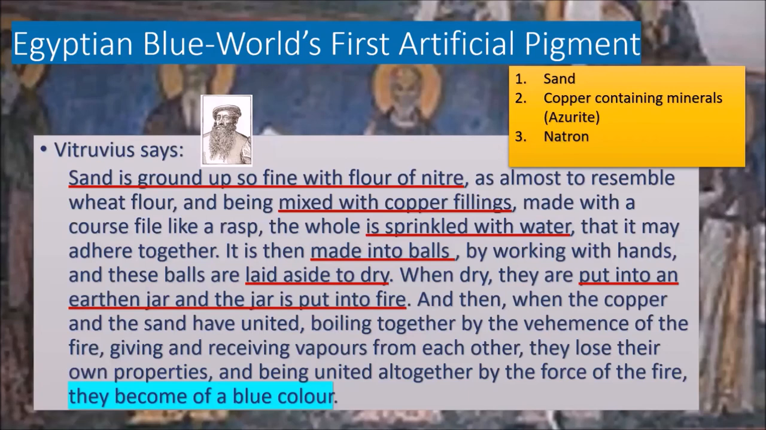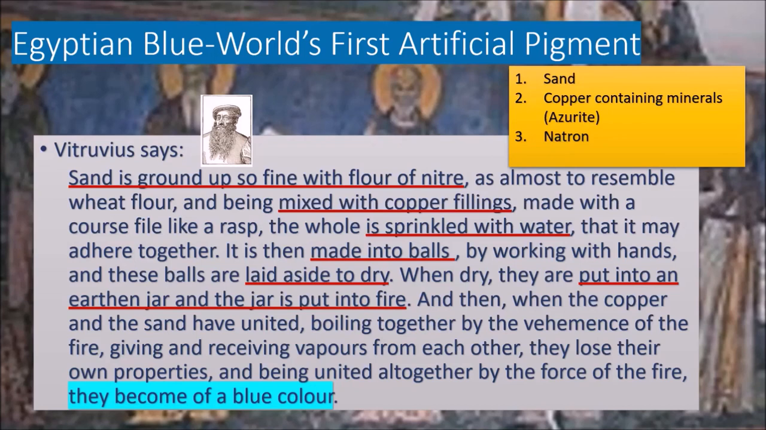So it was Vitruvius, and these are his words, translated into English of course, about how this Egyptian blue was prepared. Instead of using azurite as such, they were doing something to it. They took sand and ground it up to a fine, flour-like powder. Copper-containing minerals, mainly azurite, were added to it. Made with a coarse file-like rasp, the whole is sprinkled with water.